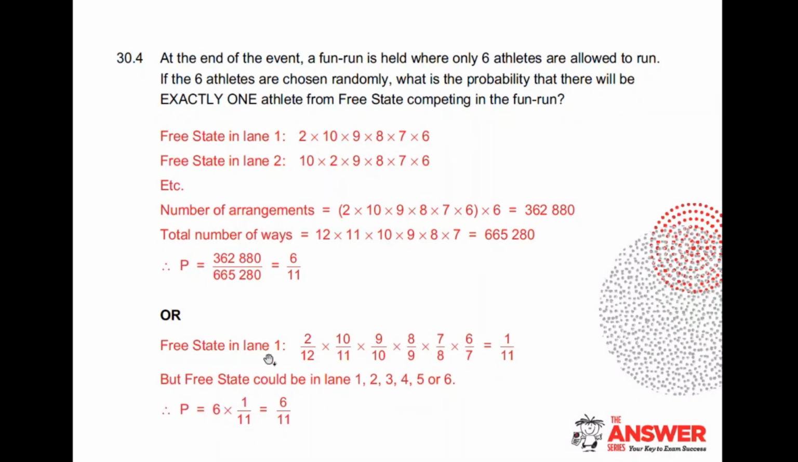If Free State is in lane 1, how many Free State people are there? 2 out of 12 athletes. So Free State's in lane 1, 2 out of 12. People in lane 2, there are 10 athletes, because I can't use the other Free State, out of 11 athletes. Then 9 out of 10, 8 out of 9, 7 out of 8, 6 out of 7. But Free State could be in lane 2 or 3 or 4 or 5 or 6, which means it's 1 over 11 times 6. Okay, tough.